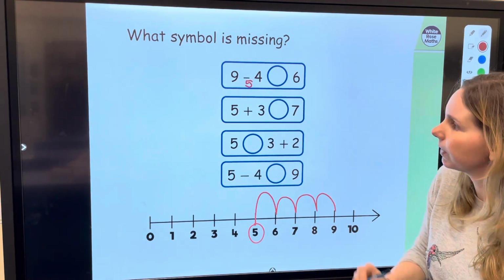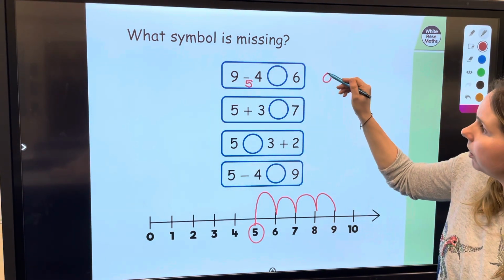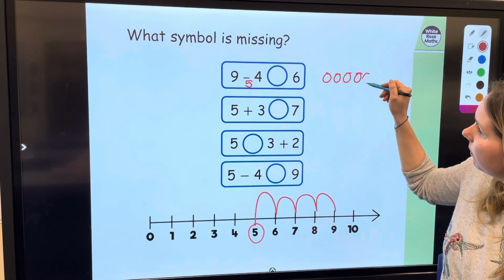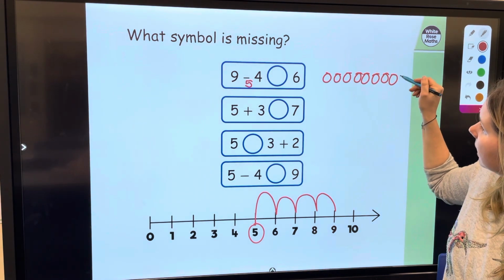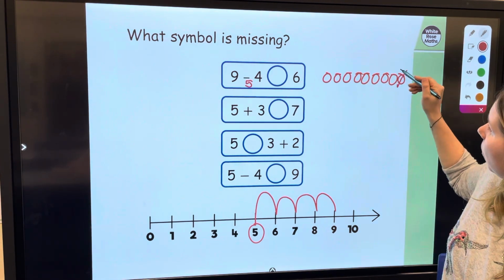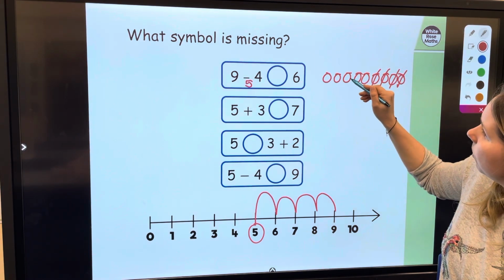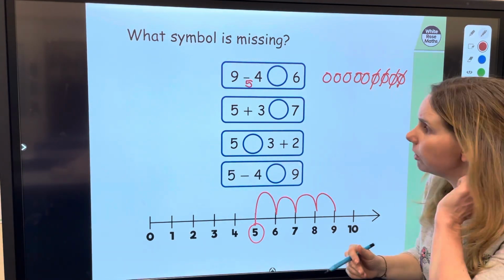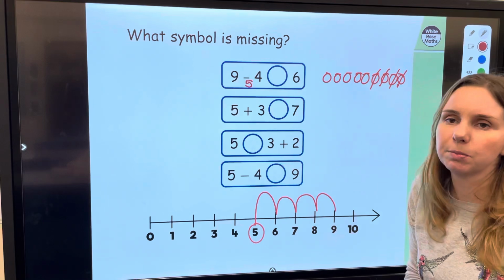Okay. You could draw your pictures. 1, 2, 3, 4, 5, 6, 7, 8, 9. Subtract 4. It's 1, 2, 3, 4, 5. Use the method that works for you. But now we need to remember to put the symbol in.